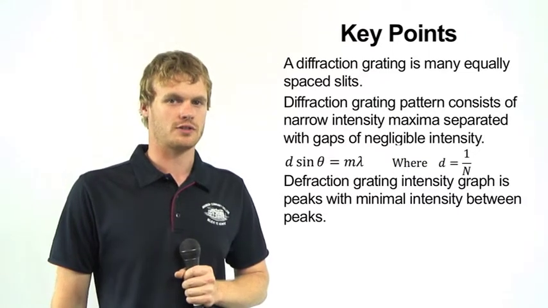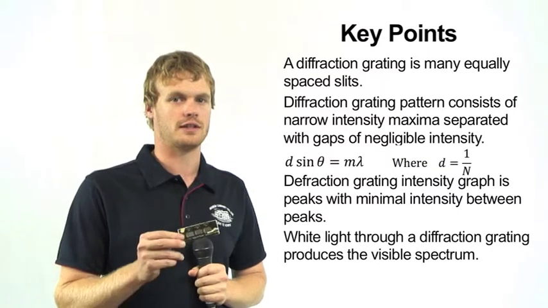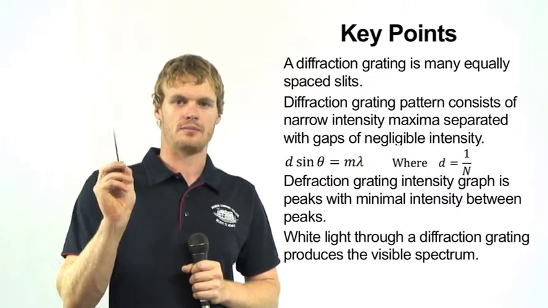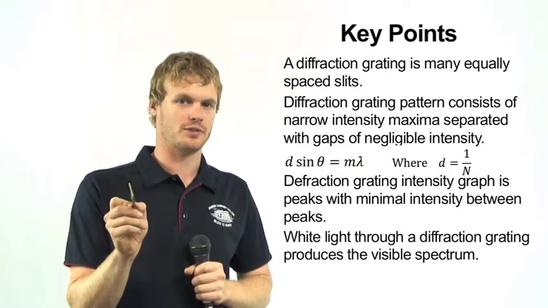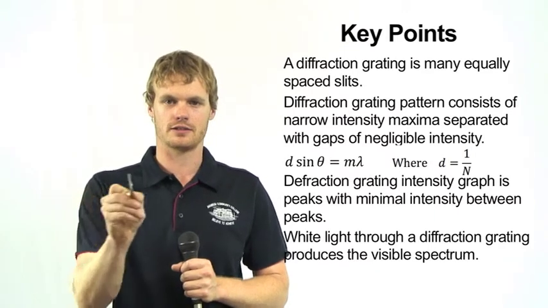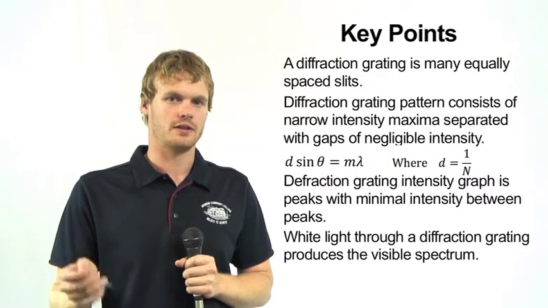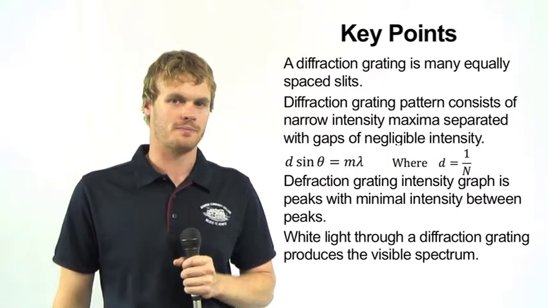White light, when we shine it through a diffraction grating, separates into the colours of the spectrum. And we can get our violet light coming out first because it's got the smallest wavelength, and our red light has got the higher angle because it's got a longer wavelength. This is useful in spectroscopy.